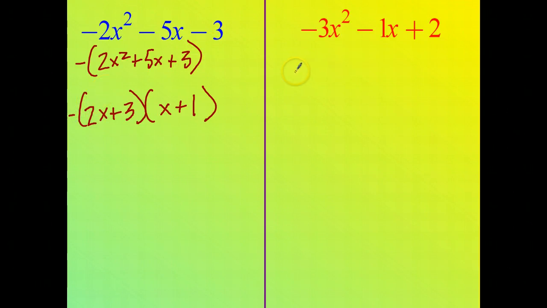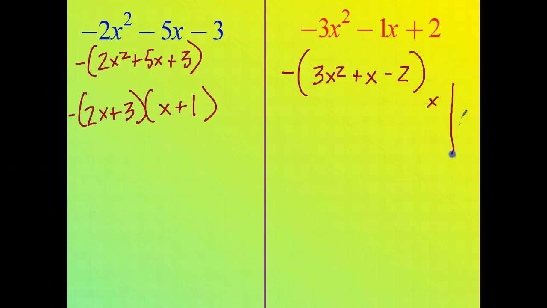On this one, what we're going to do is pull out a negative, and we're going to end up with 3x squared plus x minus 2. Okay, well, this one's a little bit different, so let's go ahead and we can do our little chart if we want, and look at the different possibilities. Well, this is a +3, so this is just going to be 3 times 1. But this is a -2, so it could be -2 times 1 or 2 times -1. Okay, so if I do 3 times -2, I'm going to get -6, and that's not going to work already.